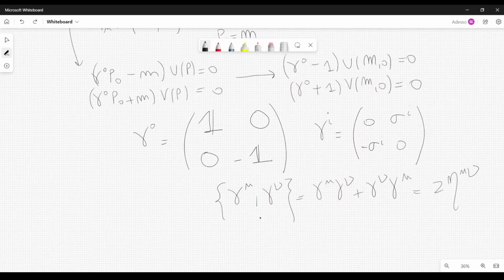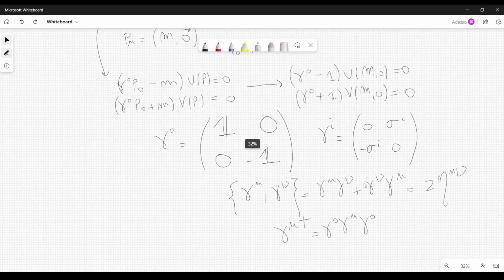And these matrices also satisfy the relation gamma mu dagger, so we are taking the adjoint of gamma mu, equal to gamma 0 gamma mu gamma 0. This property can also be checked. In this representation, the equations that we found here have very simple solutions. We can see that there are two linearly independent solutions for each.